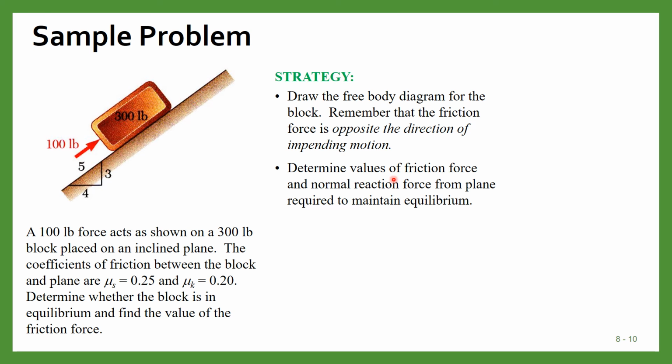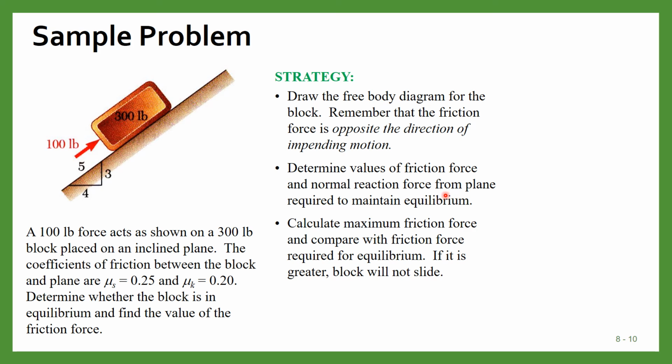The next step is to determine the values of friction force and normal reaction force from the plane required to maintain equilibrium. So we will suppose the body is in equilibrium, and then we will calculate the frictional force and normal reaction required for equilibrium. Next, we will calculate the maximum friction force. The maximum friction force can be calculated from Fs is equal to mu s into N.